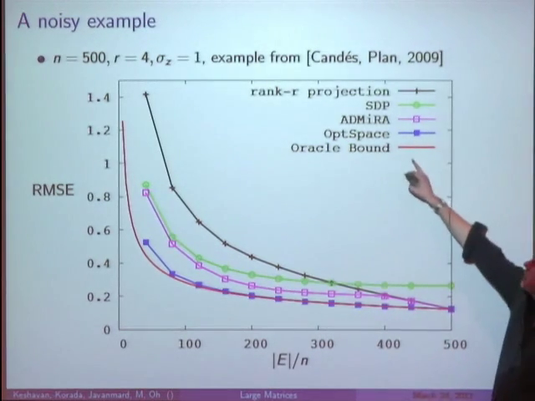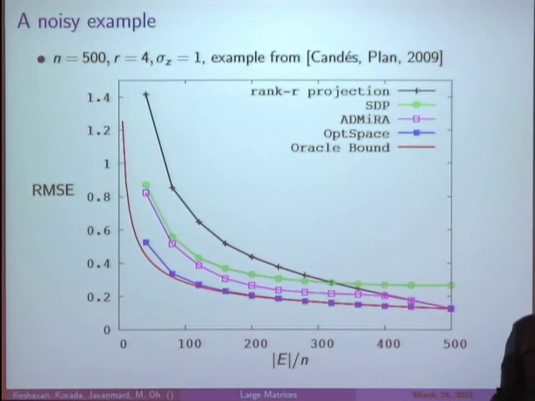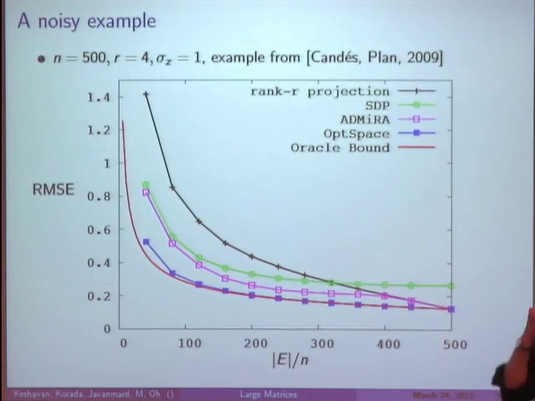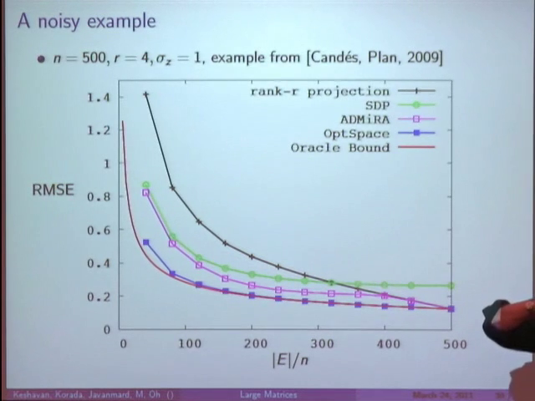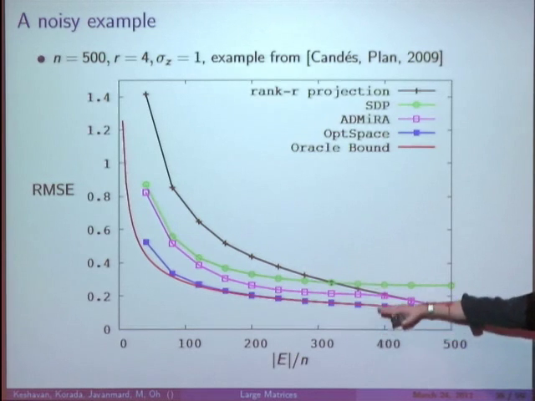There is a kind of oracle bound that you can compute. There is an obvious lower bound that you can compute as follows. You assume that one of the two factors has been given to you, and you just try to reconstruct the other factor. Now this becomes a least squares problem, and you can tell pretty much everything about it. And this gives a lower bound.